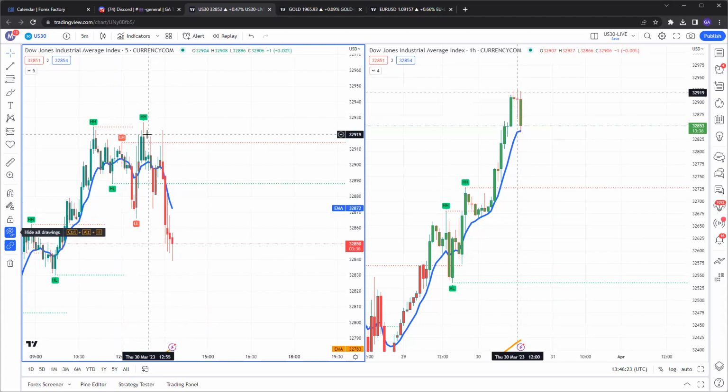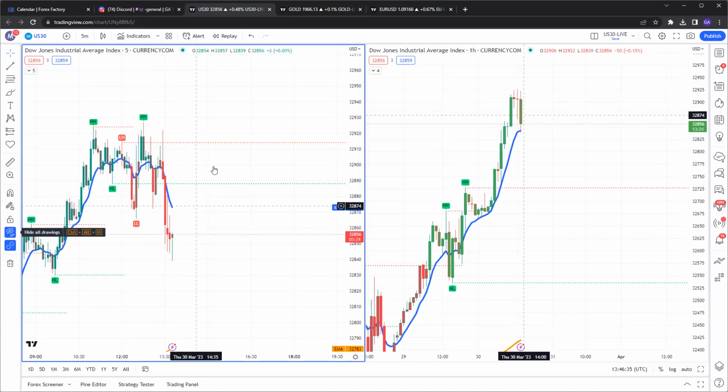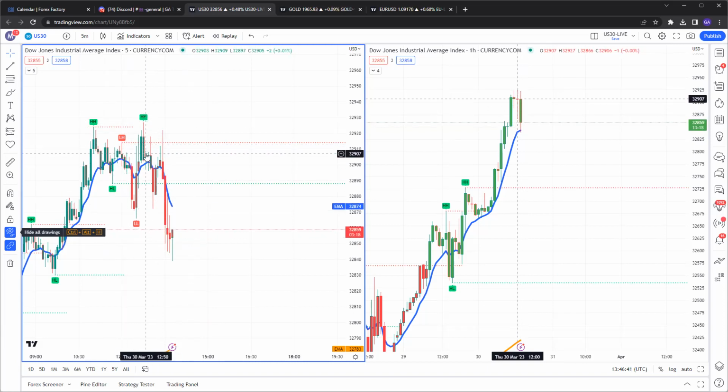Wait, let me count. 1, 2, 3, right? First trade, second trade, third trade. So from 3 signals sent out here, instead of having 2 losing ones, you only have 1 losing one just by waiting for the confluence.